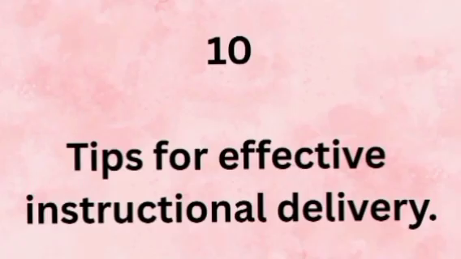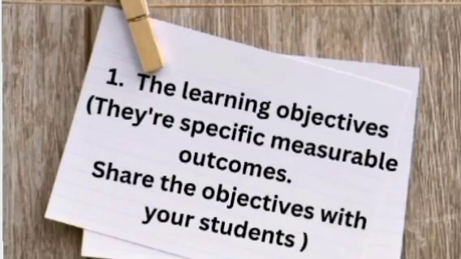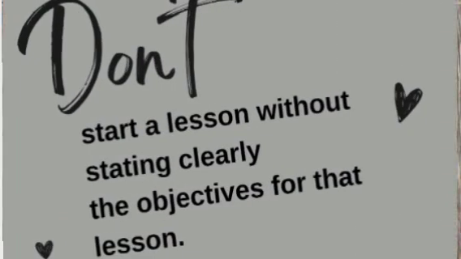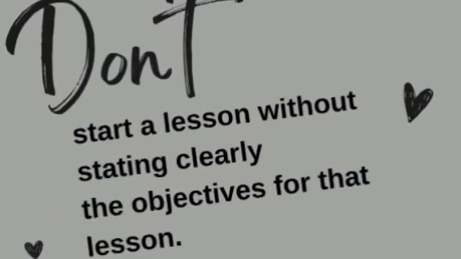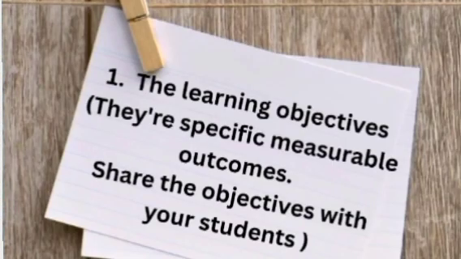Number 1, the learning objectives, which is the beginning of everything. That's your destination. That's your goal. You must not start teaching without your learning objectives. If you don't know what they are, these are specific, measurable outcomes: what your students should know and be able to do at the end of the lesson.